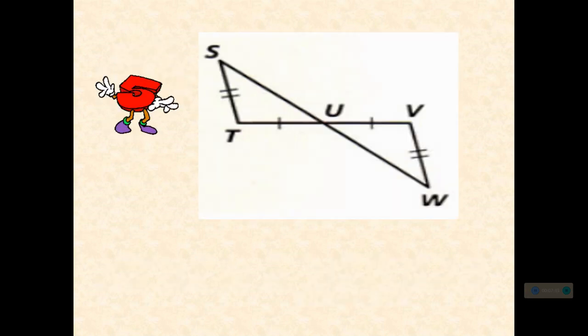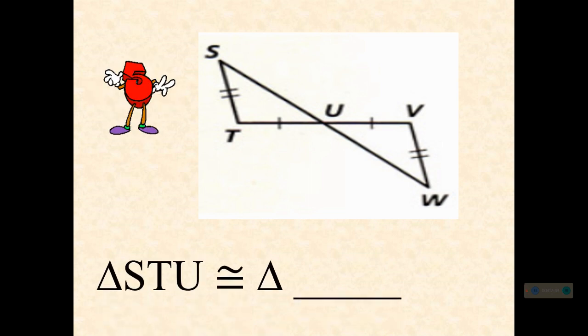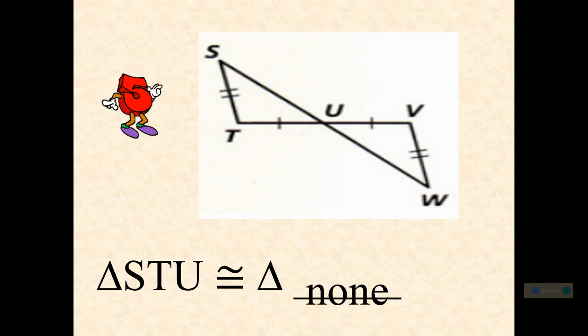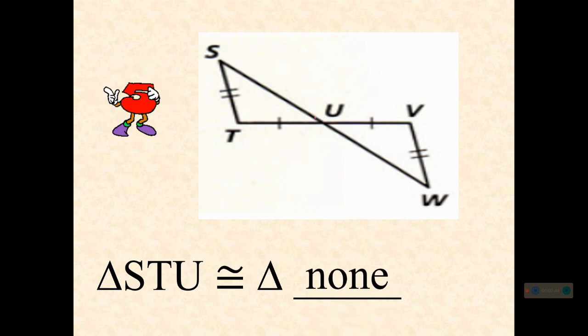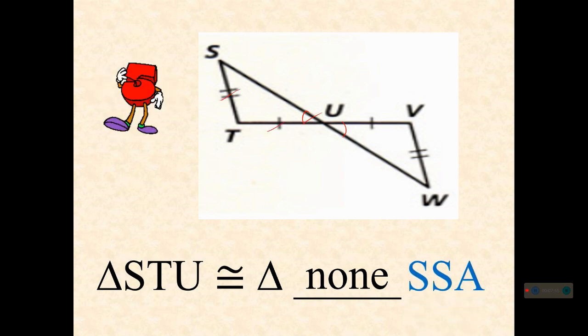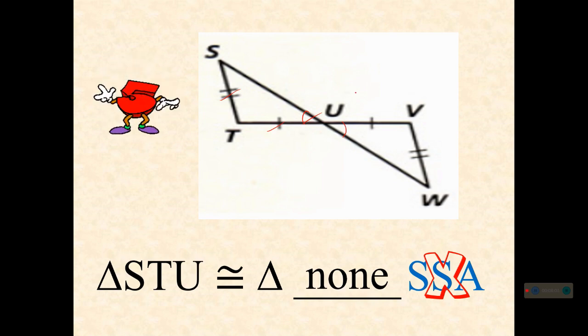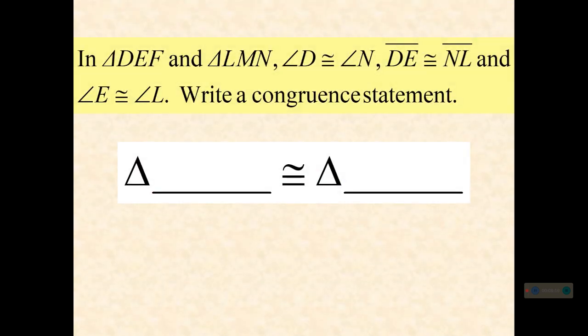Okay, how about number 5, the last example? We have triangle STU is congruent to, yes, they are not congruent. Why? Because if we take a look at the figure, we have here the vertical angles. But even though they are congruent, we have here the side-side-angle. And again, take note that there is no SSA congruence postulate. Okay? So, is there any question? So, let's proceed.